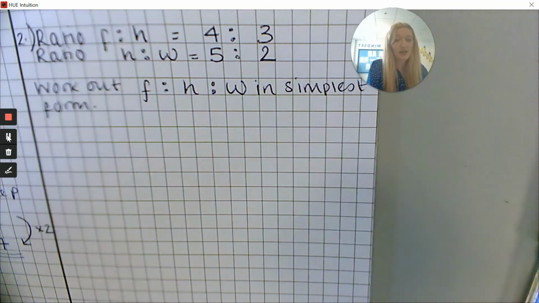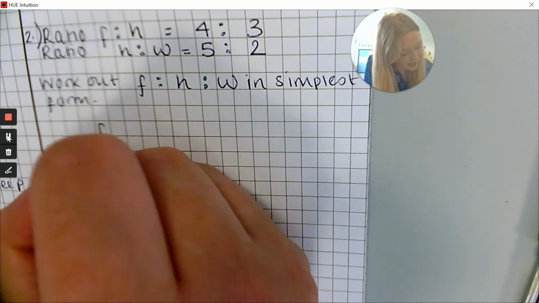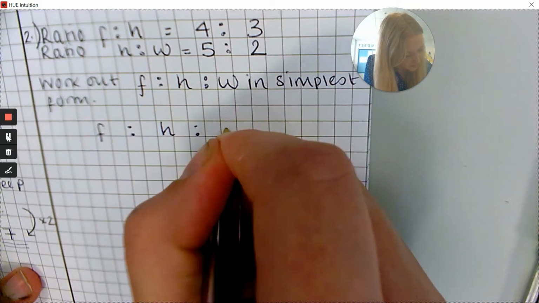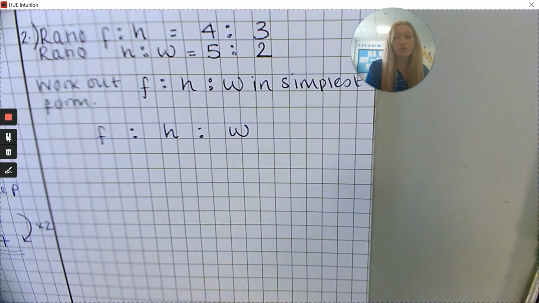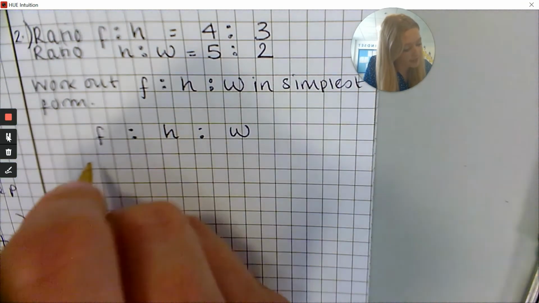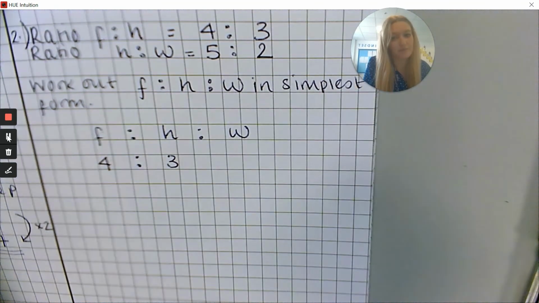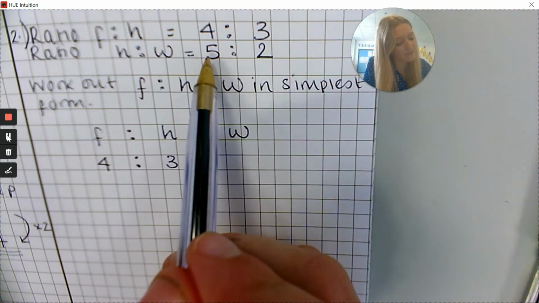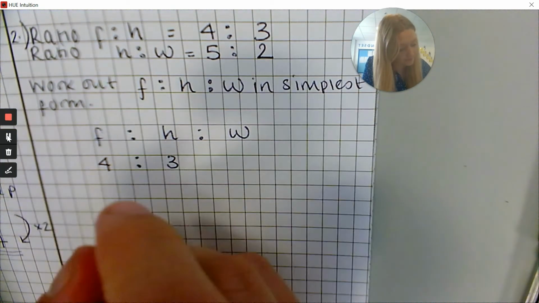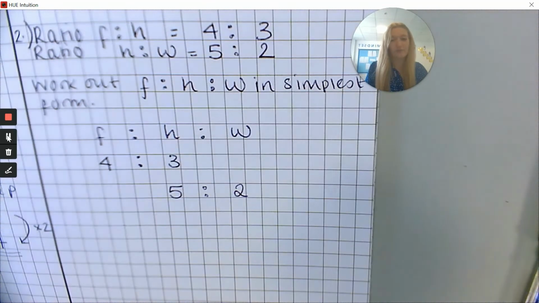So just like I've been doing, I'm going to fill in what I need to find out. I need to find out F to H to W. And I'm going to fill in what I know. F to H is 4 to 3. So 4 in the F column, 3 in the H column. H to W is 5 to 2. So 5 in the H column and 2 in the W column.